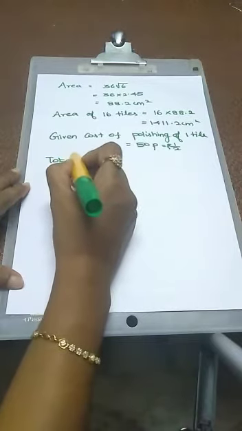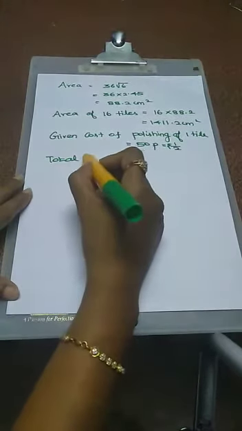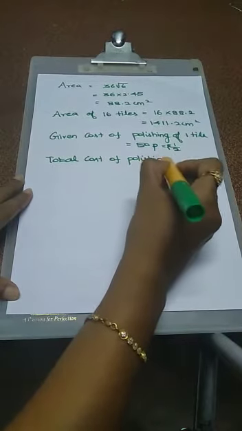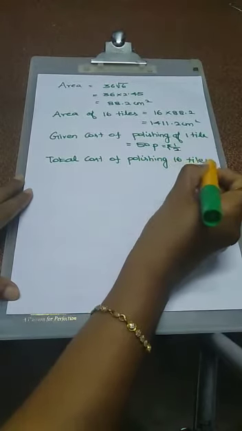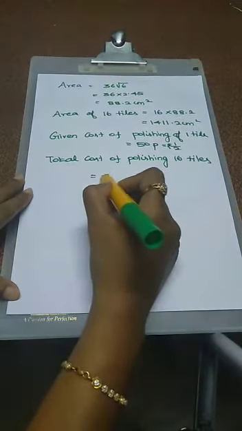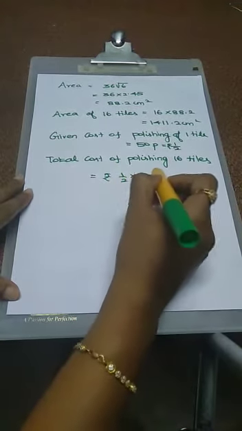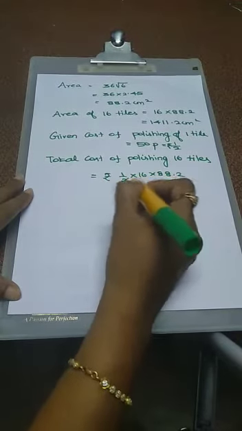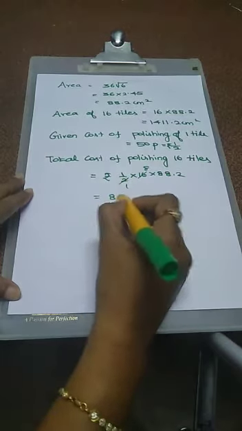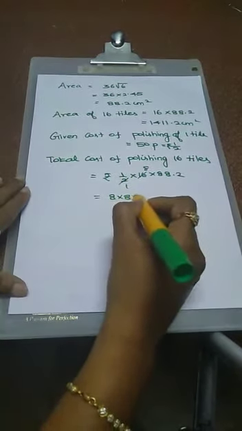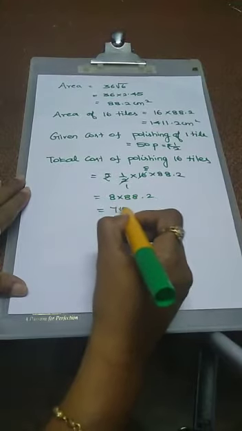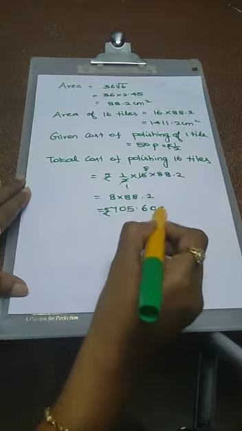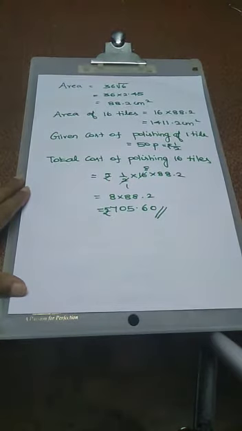Finally, we have to calculate total cost of polishing 16 tiles is equal to rupees half into 16 into 88.2. So, we just cancel these two values. 2 ones are 2, 2 8s are 16. So, 8 into 88.2. So, the answer is 705.60. So, the total cost of polishing 16 tiles is 705 rupees 60 paise.